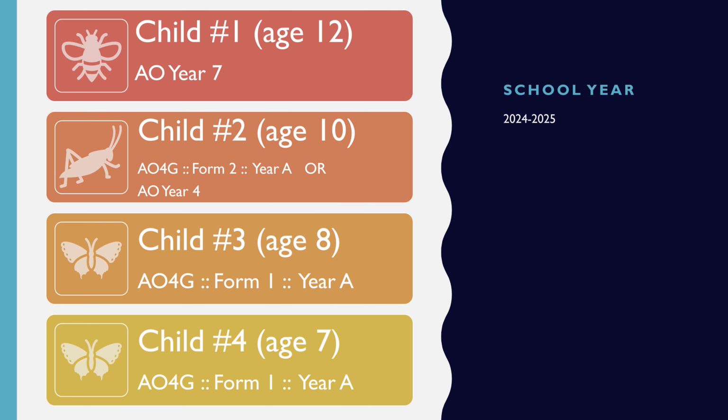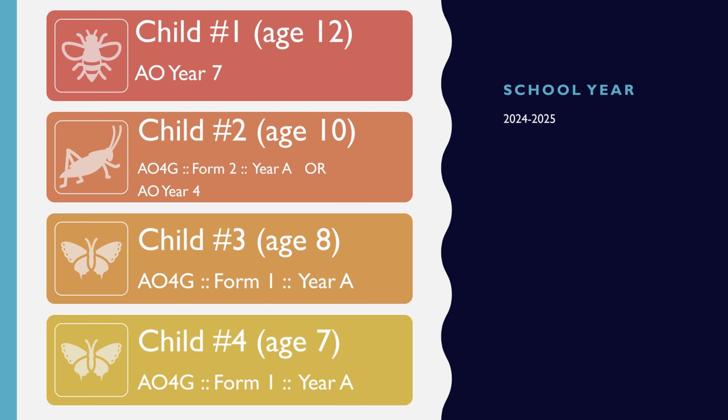Okay, so now we're at child number 2. Child number 2 is now the right age for Form 2. So a couple options. One would be to do Form 2 Year A and say, hey, we're going to continue combining these younger three children as the years go by. Or we could say, hey, child number 2 is reading independently, we're going to spin her off into Year 4, and she's going to do her own independent AO year. Now notice child 3 and child 4 have swung back around, and they're now doing Form 1 Year A together.